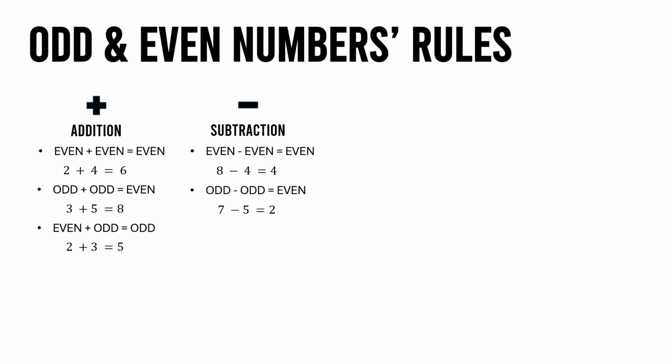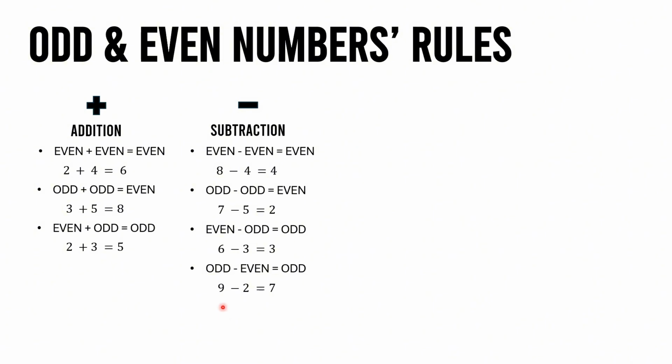If we subtract two odd numbers, we get an even number. So 7 minus 5, which are both odd, equals 2, which is even. If we subtract an even and an odd number, we get an odd number. 6, which is even, minus 3, which is odd, equals 3, which is odd.